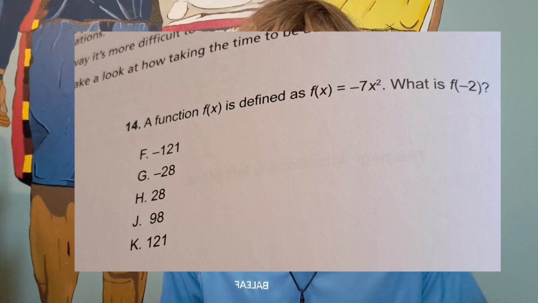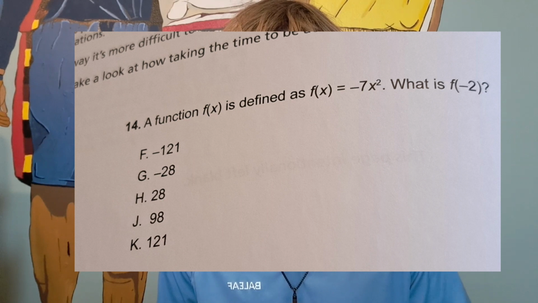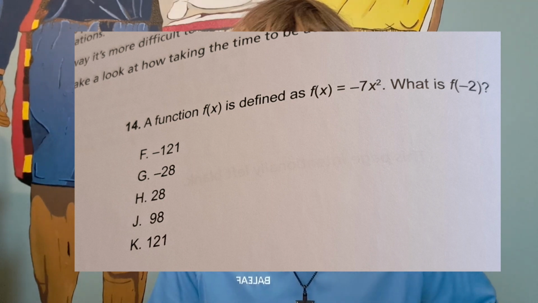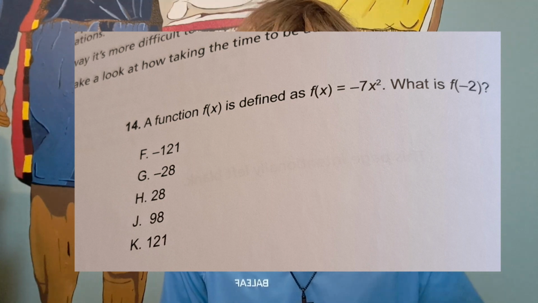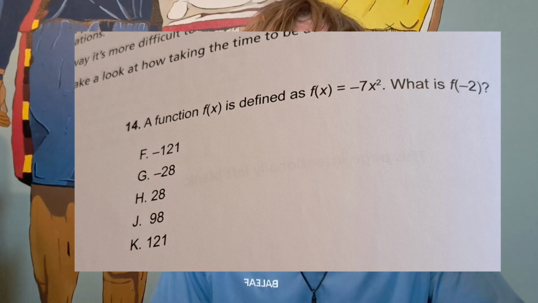It's pretty simple. Let me try to find a math one real quick. Okay. A function f(x) is defined as f(x) equals 7x to the power of 2. What is f(-2)? And then you have the questions, all of that. You can kind of figure that out on your own in a way.